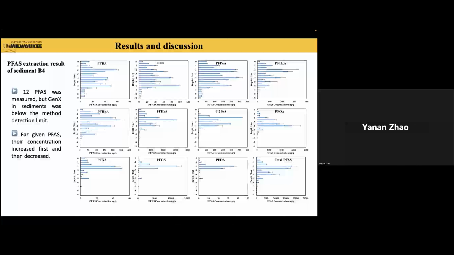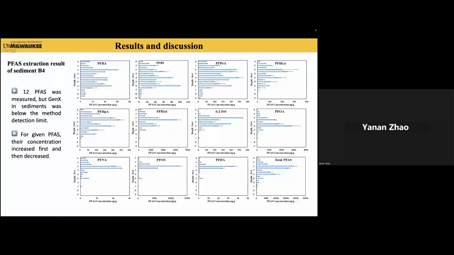we targeted 12 PFAS, except GenX. The other 11 PFAS results are shown here. We didn't find a PFAS concentration in the sediment. I think maybe because there's none, or maybe because the concentration is too low to detect.